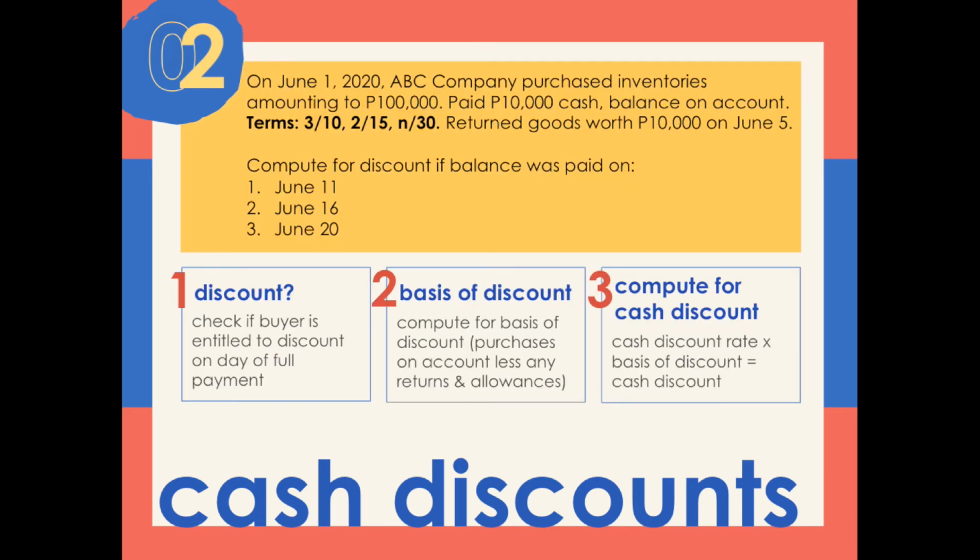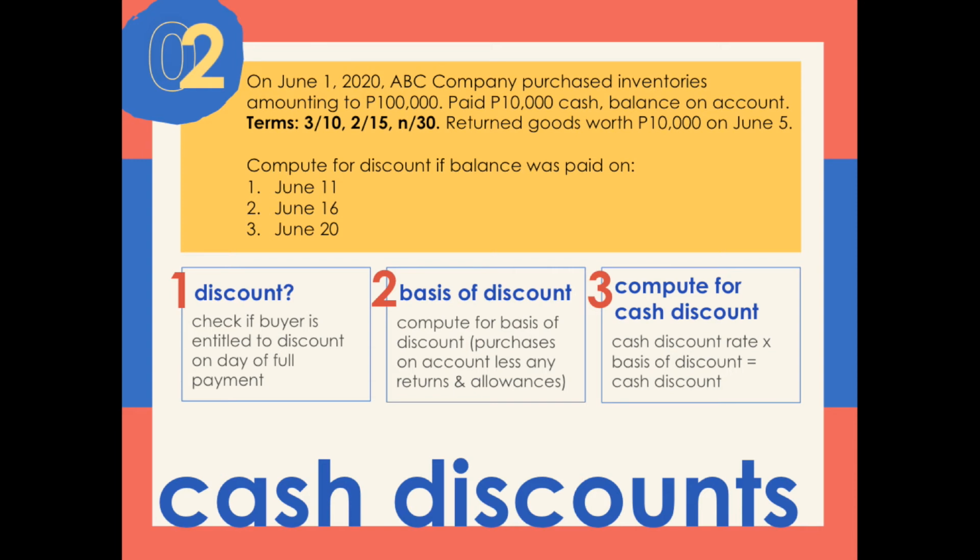Now let's try this problem. On June 1, 2020, ABC Company purchased inventories amounting to 100,000 pesos, paid 10,000 pesos cash, balance on account. Terms are 3/10, 2/15, net 30. Returned goods worth 10,000 pesos on June 5. Compute for the discount if balance was paid on June 11, June 16, or June 20.